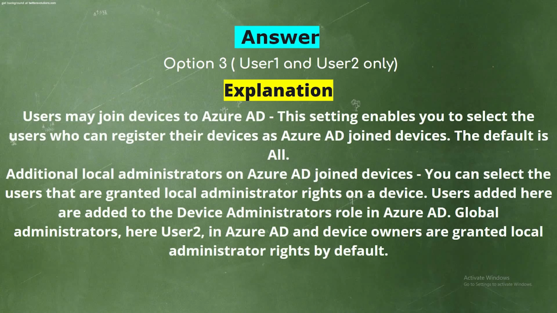Explanation: Users may join devices to Azure AD. This setting enables you to select the users who can register their devices as Azure AD joined devices. The default is all. Additional local administrators on Azure AD joined devices: you can select the users that are granted local administrator rights on a device. Users added here are added to the device administrator's role in Azure AD. Global administrators, here User2 in Azure AD, and device owners are granted local administrator rights by default.